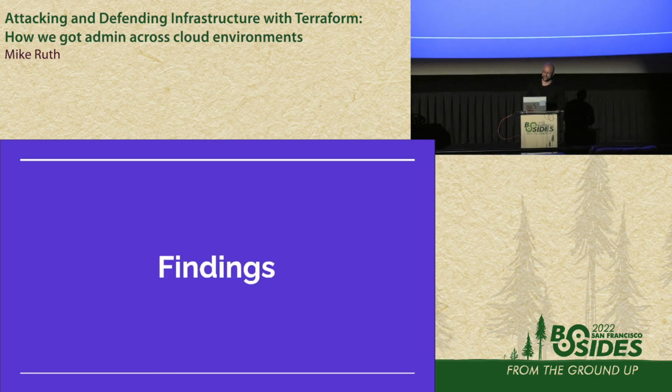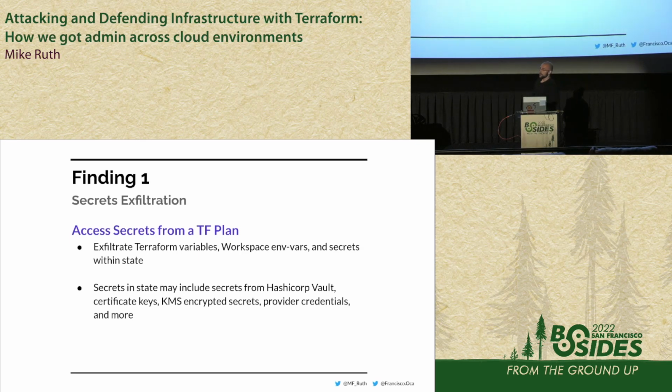All right, let's talk a little bit about our findings. Finding number one is all about secrets exfiltration. We were able to access the secrets of a workspace through a Terraform plan, in particular a speculative plan from a PR. This allowed us to exfiltrate all of the Terraform variables, all the workspace environment variables, and all of the secrets that existed within the state file for that workspace.